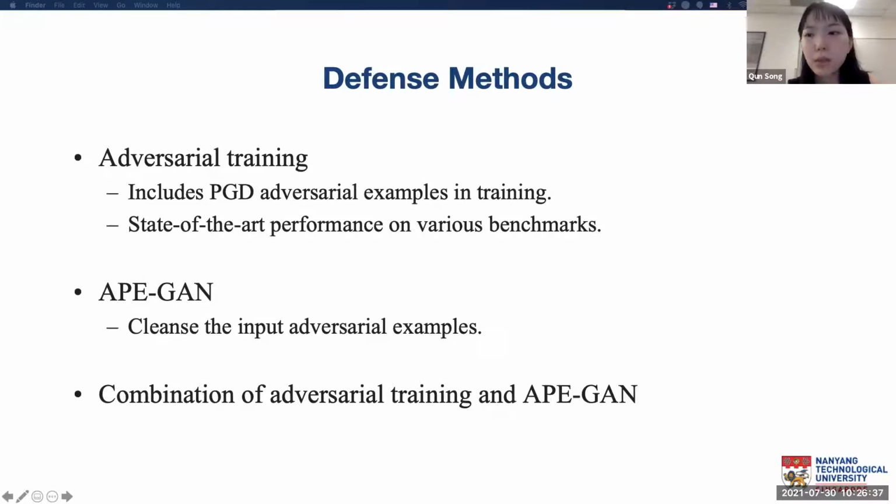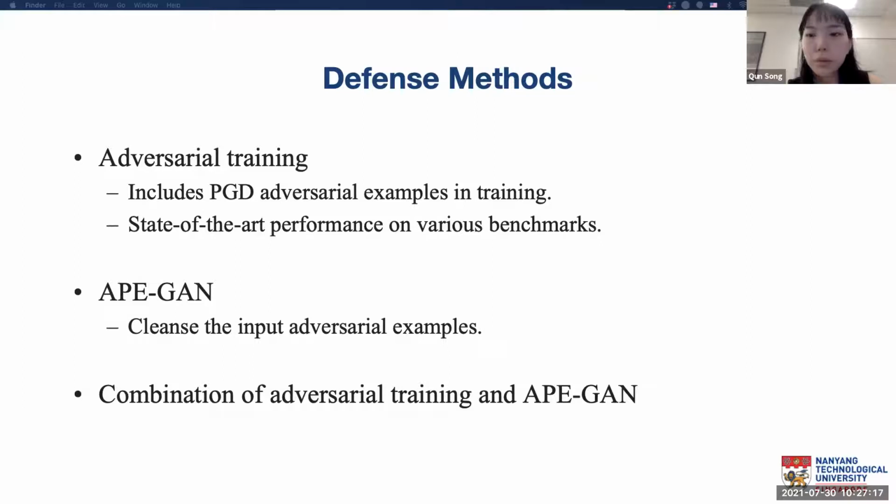Adversarial training is a model hardening defense that attempts to improve model robustness by including adversarial examples with their correct labels into the training dataset for model training. In this paper, we include the PGD adversarial training. We include the PGD adversarial examples during the adversarial training because existing studies and the competition results have shown that the PGD adversarial training gives state-of-the-art performance on various benchmarks.